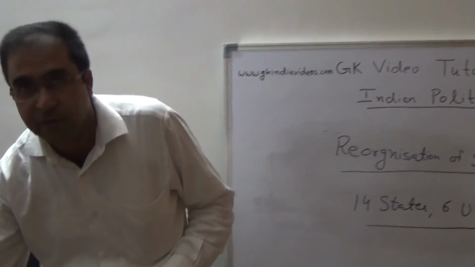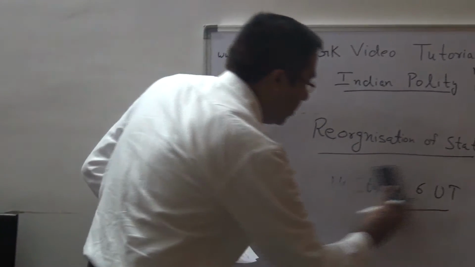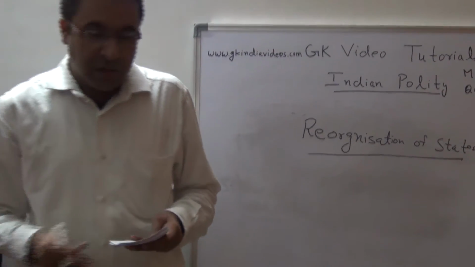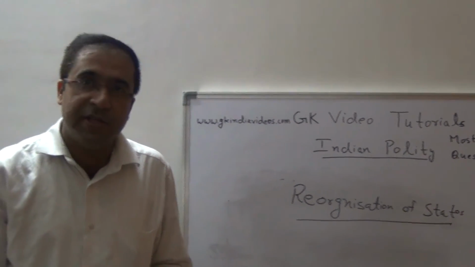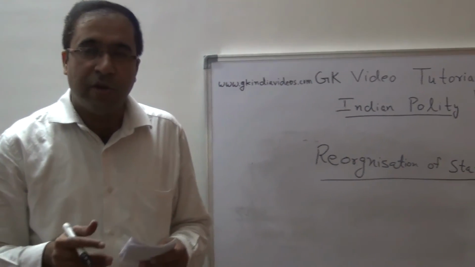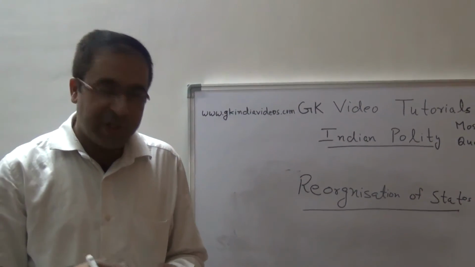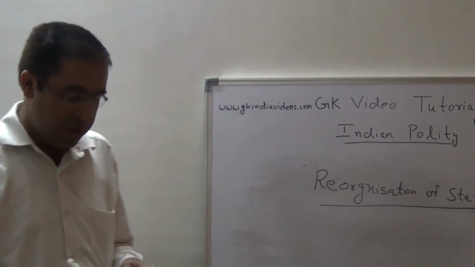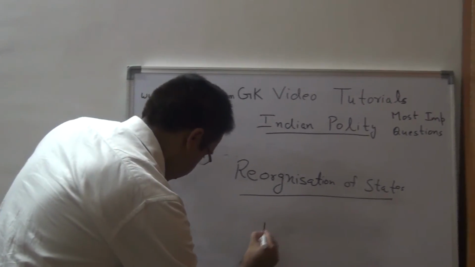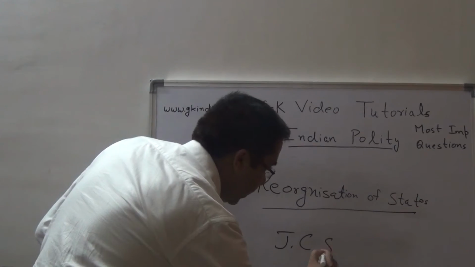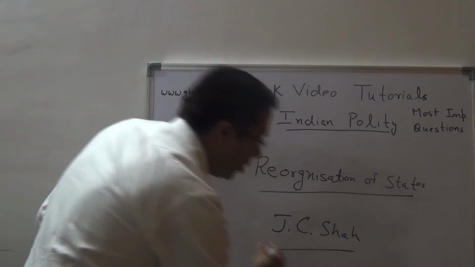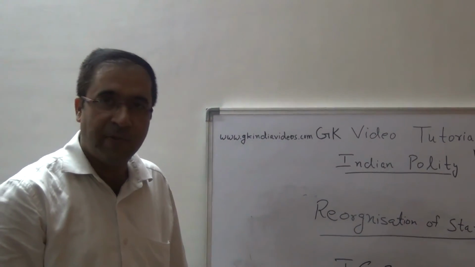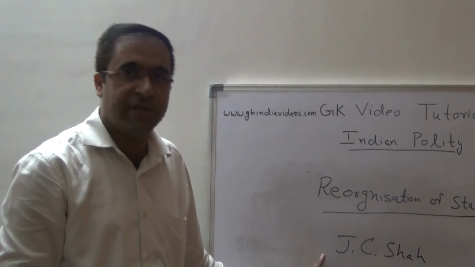Now the last question is also a very important question. The question is, Punjab was reorganized in 1966, based upon the report of which commission? So the answer is the J.C. Shah Commission report. Based upon the J.C. Shah Commission report, the state of Punjab was reorganized in 1966.